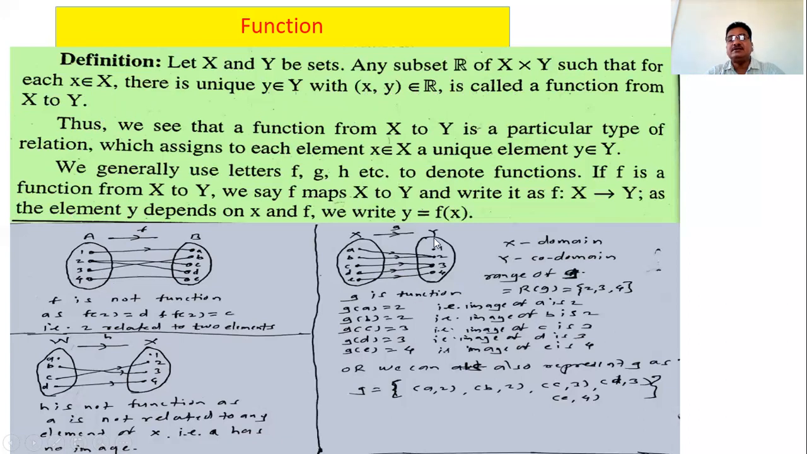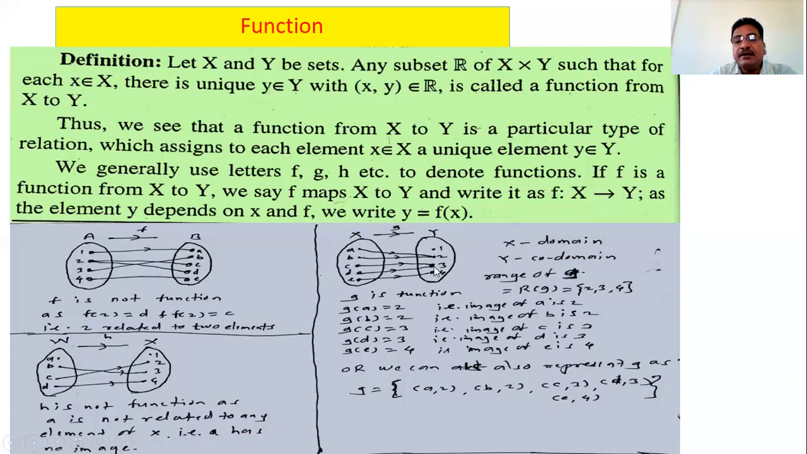If we observe the third example, it is denoted by G, relation G from X to Y. And X contains 5 elements, A, B, C, D, E, and all elements are related to someone. So the each condition is true in this example. And if we observe A, what is A related to? Only one element, 2. What is the image of B? B is related to only one element, 2.